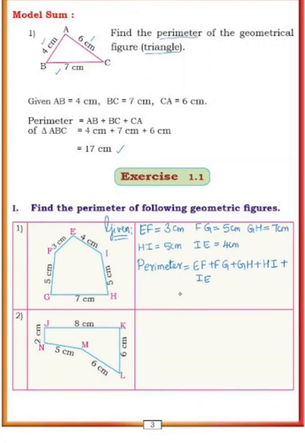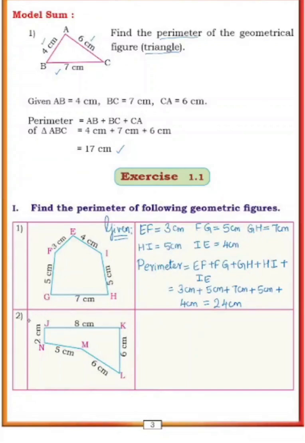Now let's write the measurement or the distance of each side. 3 centimeters plus FG is 5 centimeters plus GH is 7 centimeters plus HI is 5 centimeters plus IE is 4 centimeters. Let's add them all. So here 3 plus 5 plus 7 plus 5 plus 4 is equal to 24 centimeters.